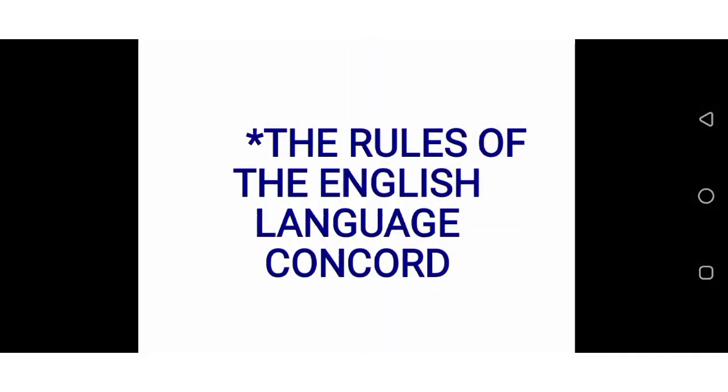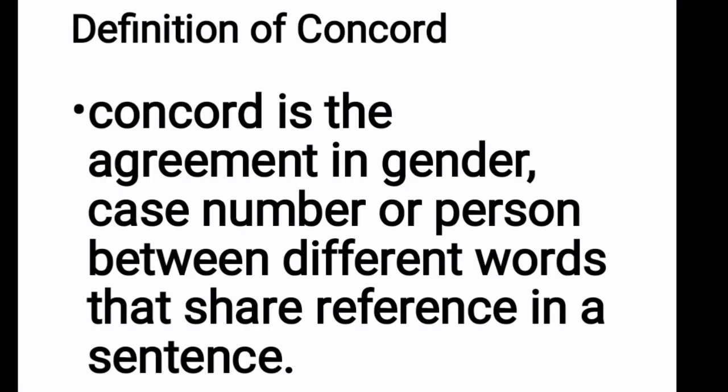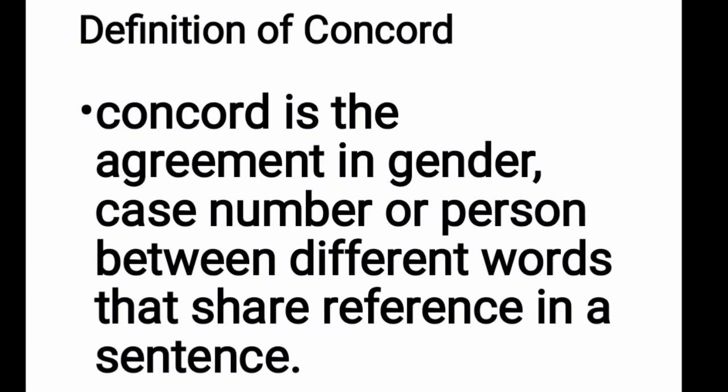Okay, so we're going to discuss the rules of English language Concord. It has so many rules. First of all, Concord is the agreement in gender, case, number, or person between different words that share reference in a sentence. That's what Concord is, an agreement. The gender has to be agreed with, the case, number, okay, and different words that share reference in a sentence.